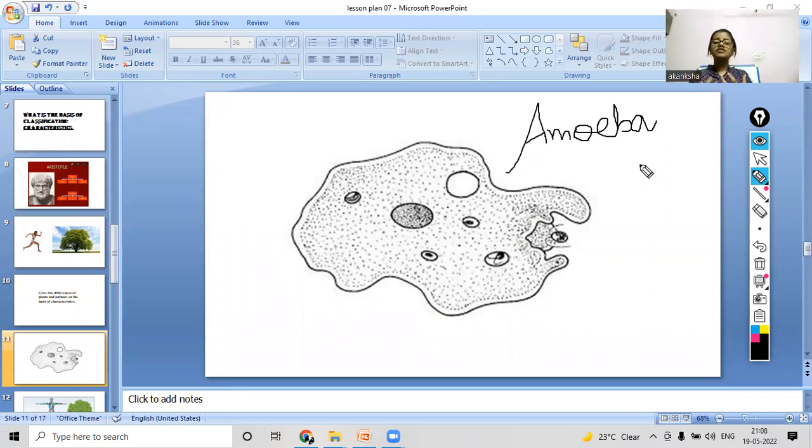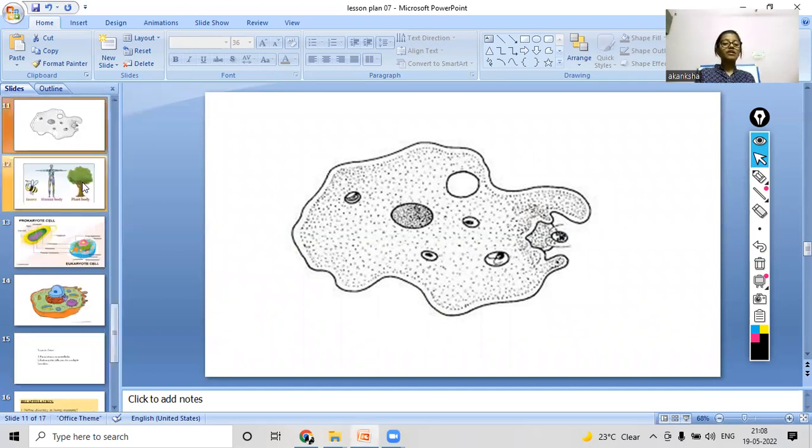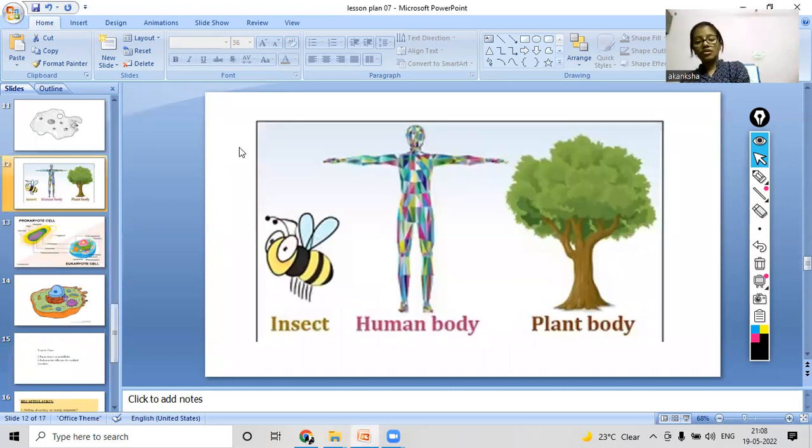Yes, and its body does not have any definite shape, right? So these are some of the characteristics of amoeba. Okay, so we saw one unicellular organism. Now we will see some multicellular organisms, and you have to identify what different characteristics these multicellular organisms have. Okay, so now these are some of the multicellular organisms.